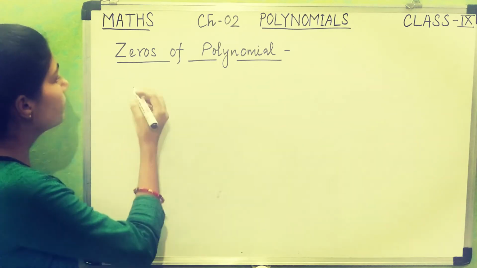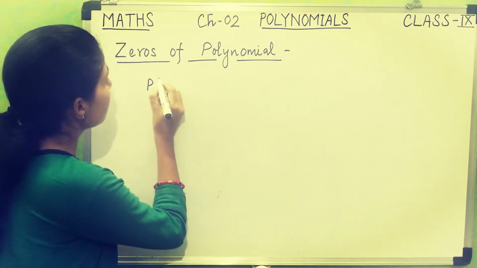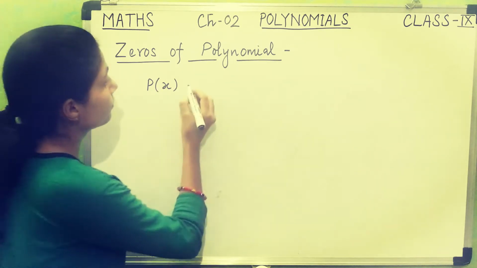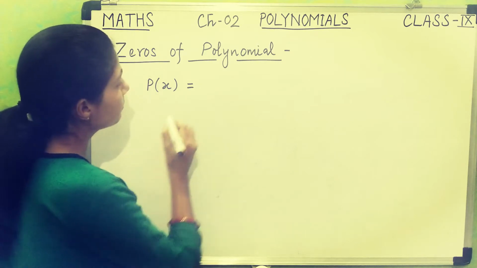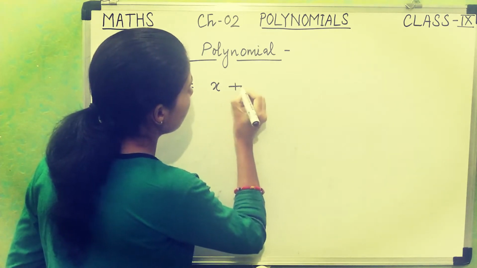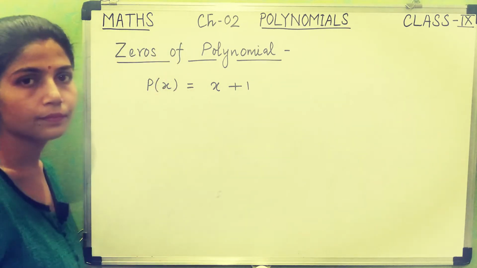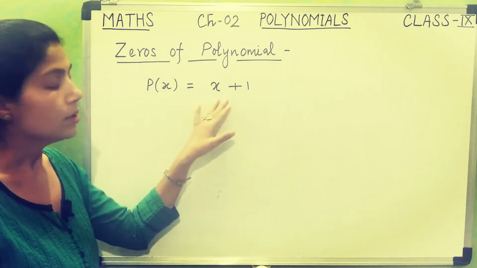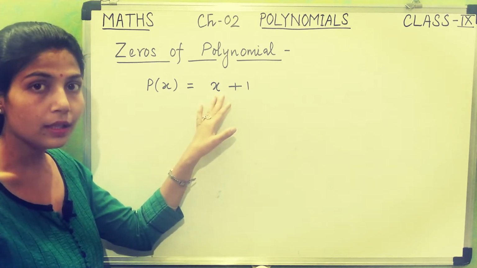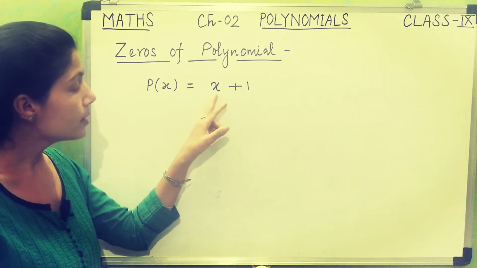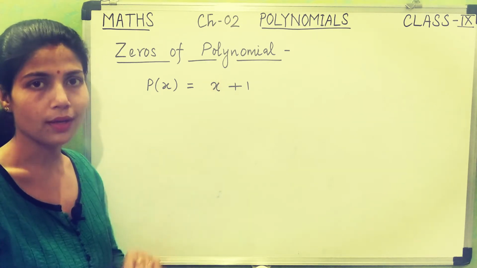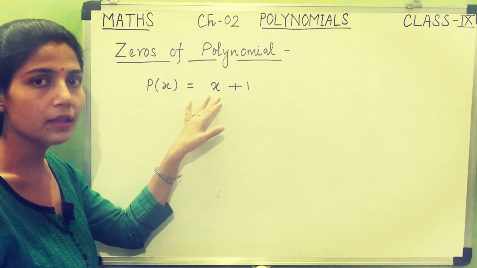Let's suppose p(x) is a polynomial, that is x plus 1. This is a polynomial, and which type of polynomial is this? It's a linear polynomial. Why? Because here the variable is x and its power is 1. That is why it's a linear polynomial.